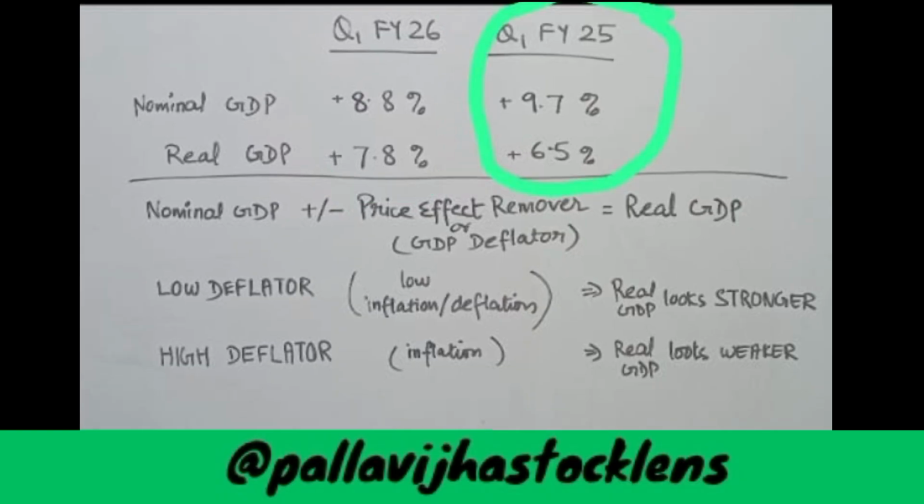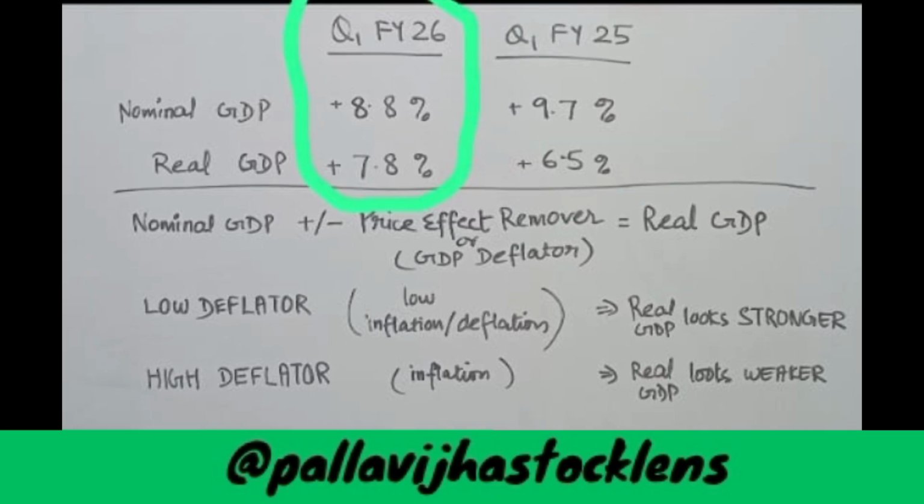Whereas if you see Q1 FY25, the nominal GDP growth was 9.7% and real GDP growth was 6.5%. So the difference is 3.2%. So the price effect remover, or GDP deflator, was 3%, which means prices were increasing more strongly then. In Q1 FY25, the price differential was 3.2%, and now this year, Q1 FY26, the price differential is just 1%. It means the price effect or deflator is very small this quarter, which means most of the nominal growth is real growth, except for the 1% differential.